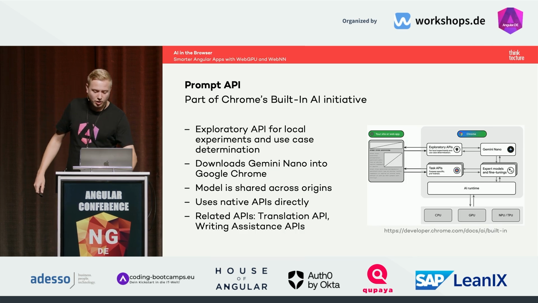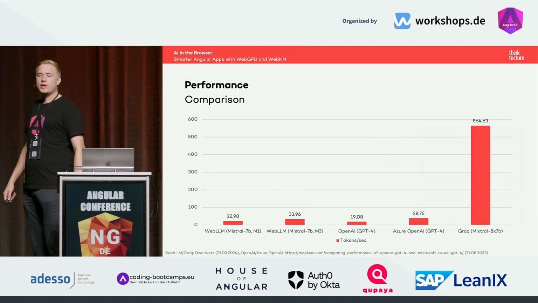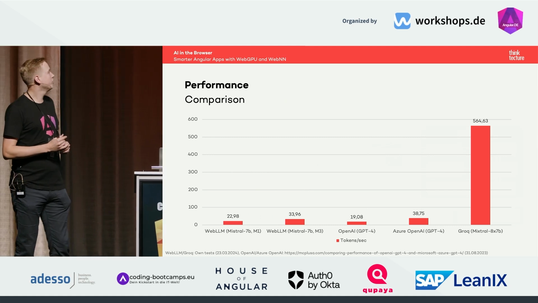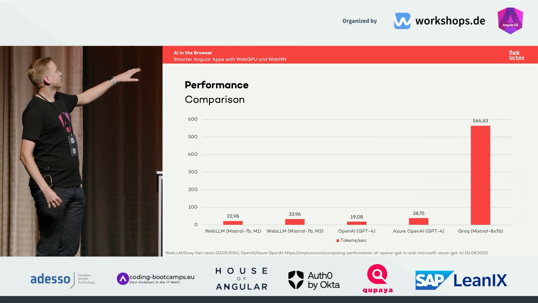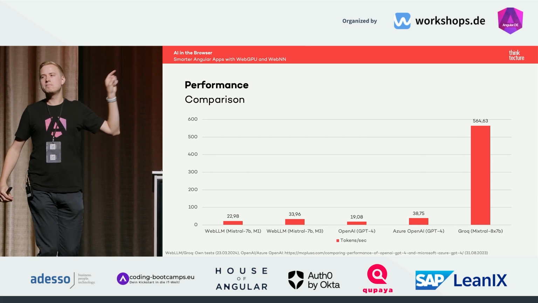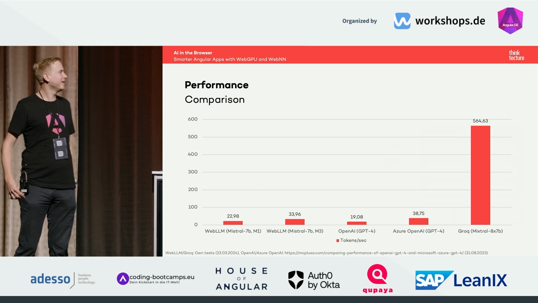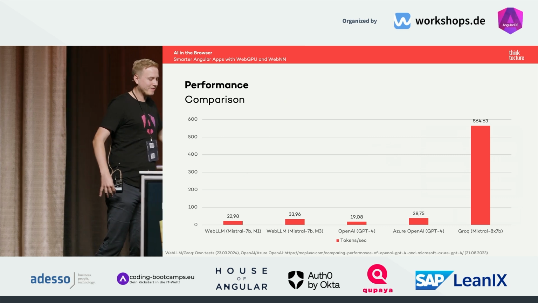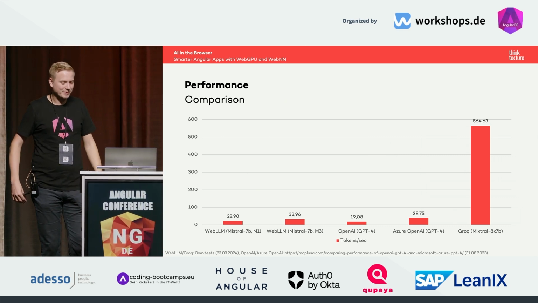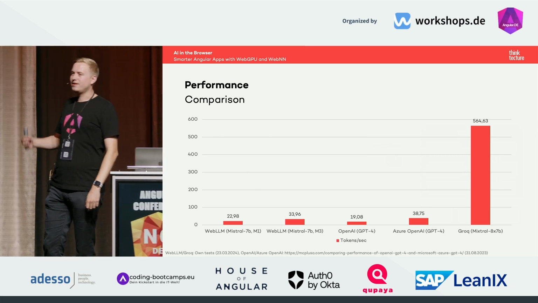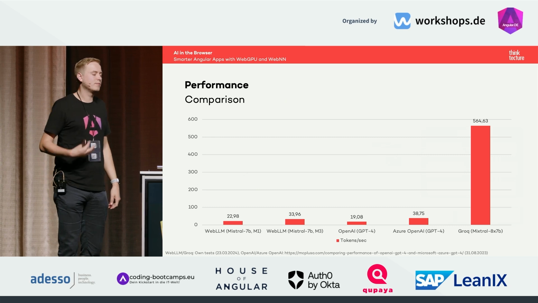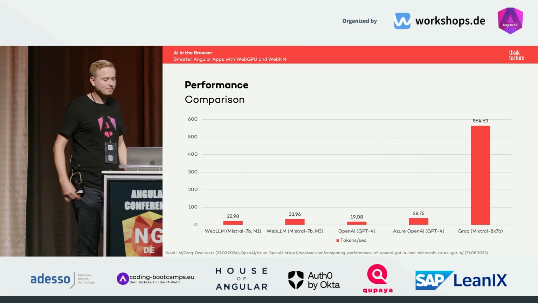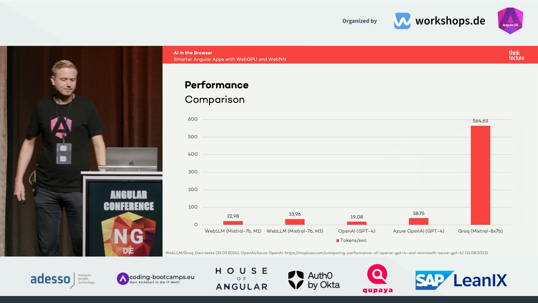All right, so that's the prompt API. Still, if we compare the execution speed, we see that the cloud-based models are much faster, right? The big red bar is Groq, and WebLLM is at the very left end of this chart. So again, the cloud-based, server-based models continue to be a little bit faster.